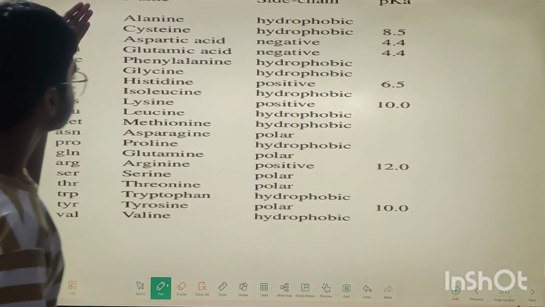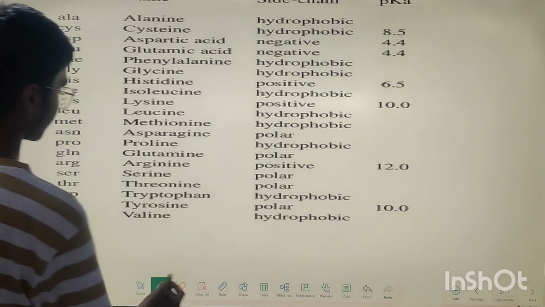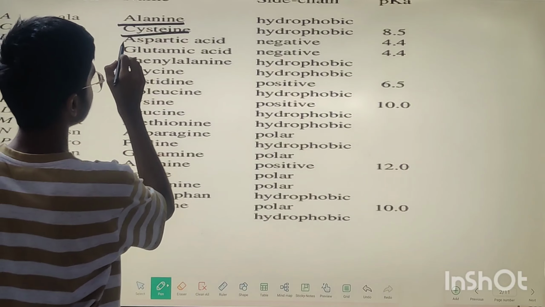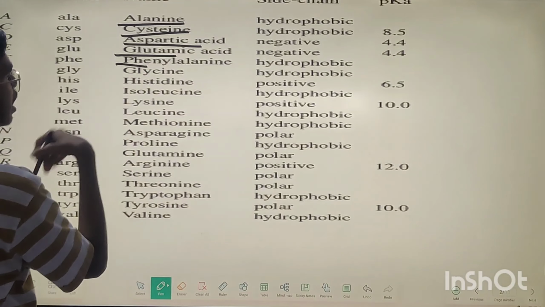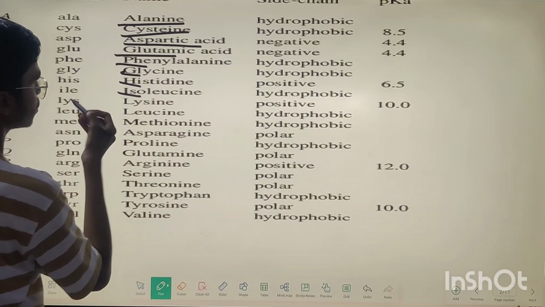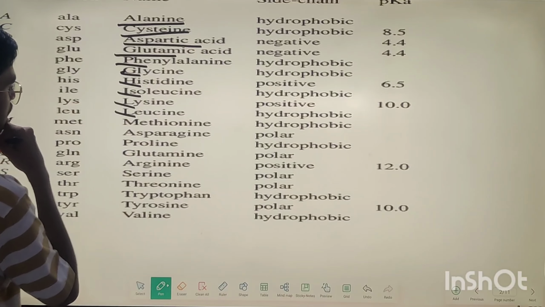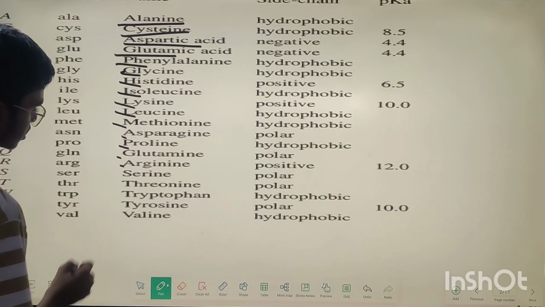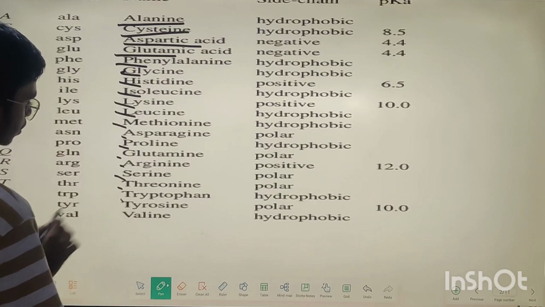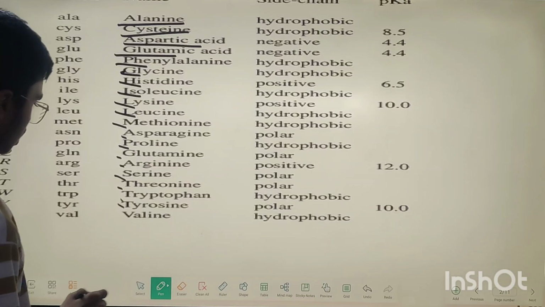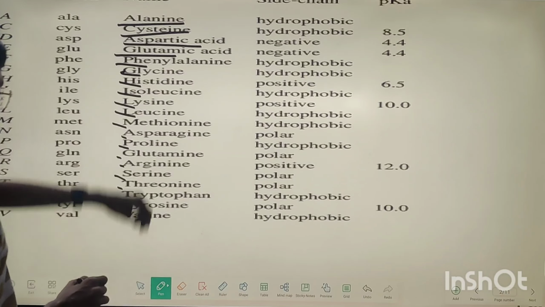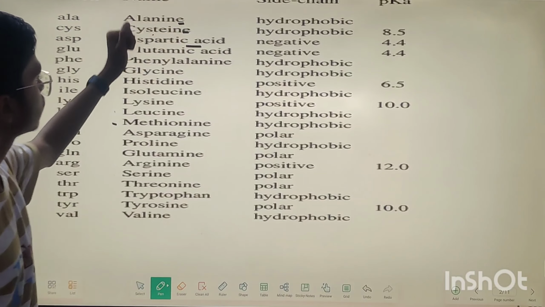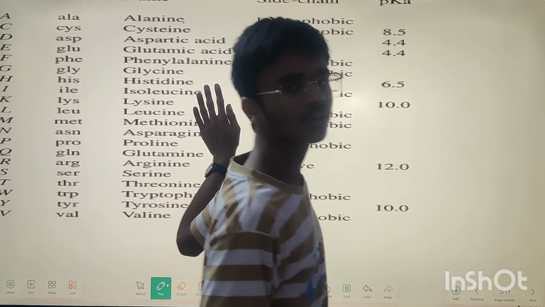So these are those 20 different amino acids. What are they? Let us look at that. Alanine, cysteine, aspartic acid, glutamic acid, phenylalanine, glycine, histidine, isoleucine, lysine, leucine, methionine, asparagine, proline, glutamine, arginine, serine, threonine, tryptophan, tyrosine, and valine. Totally these are the 20 different types of amino acids.